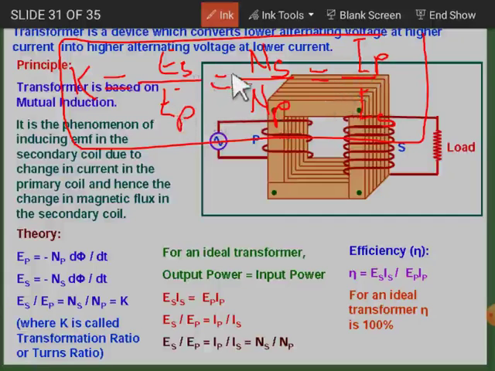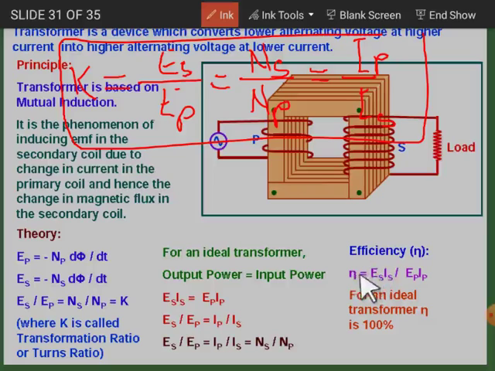But don't confuse it here in the case of the voltage and the total number of turns. It will be first the output to the input, but in the current it is input to the output. Got it? Input current, that means primary current, to the output current, secondary current. Got it? Now what is meant by efficiency?